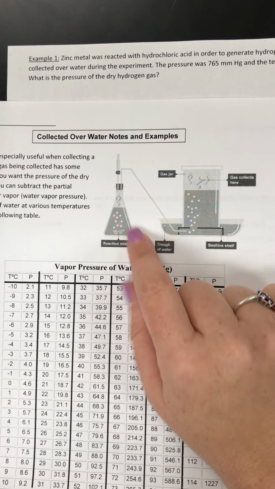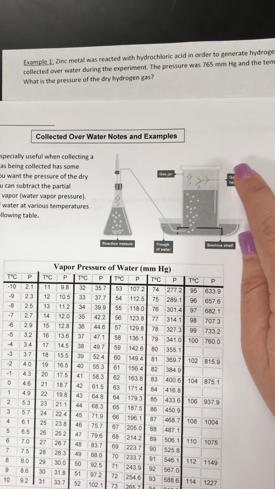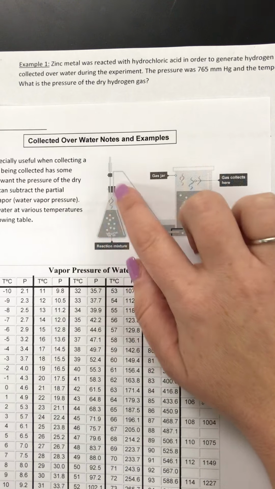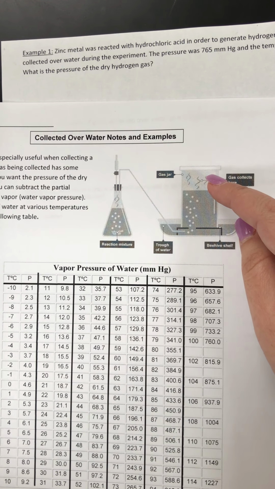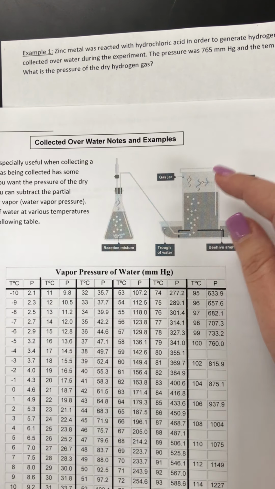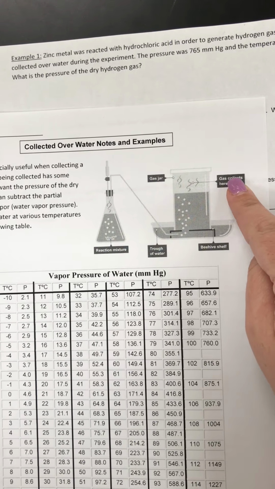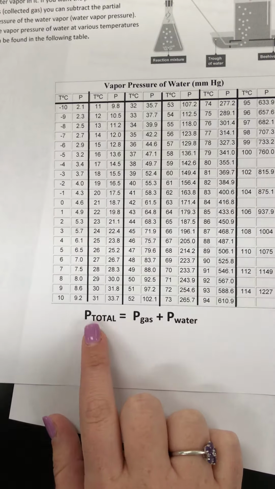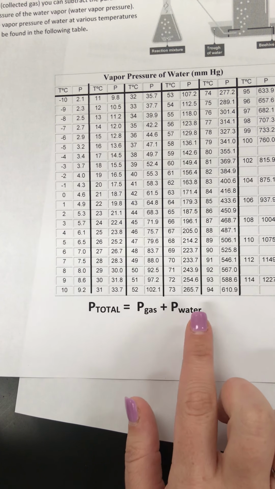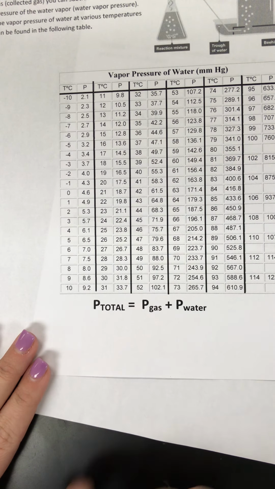So this here is a picture of water in a flask, and we're trying to collect the gas over it. But what you need to understand is that some of the water vapor actually turns into gas, because water, when it's heated up, becomes steam. And so that would actually be part of the pressure that was measured for the gas. So what we have to do is we have our total pressure, which is really going to be the gas plus the pressure of the water, and we're going to subtract out the pressure of the water to just get the pressure of the gas.